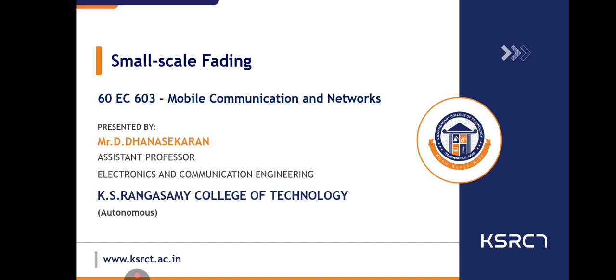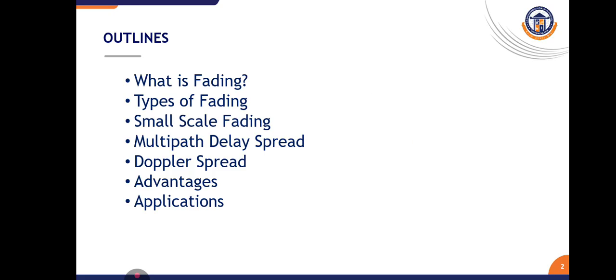And in this video, we're going to see about small scale fading in the subject mobile communication and networking. So these are the outlines. What is fading? Types of fading: small scale fading, multipath delay spread, Doppler spread, advantage and application.